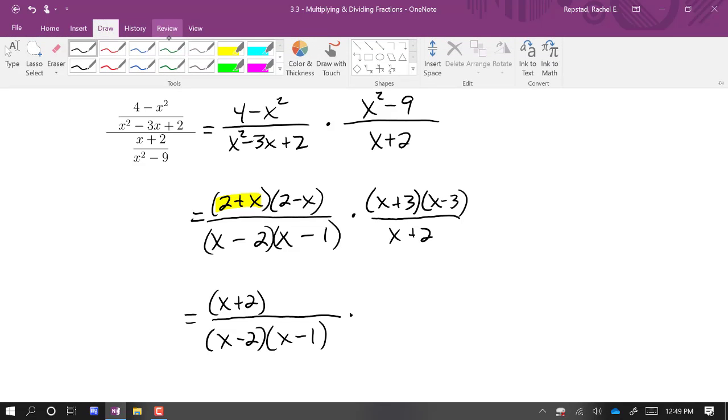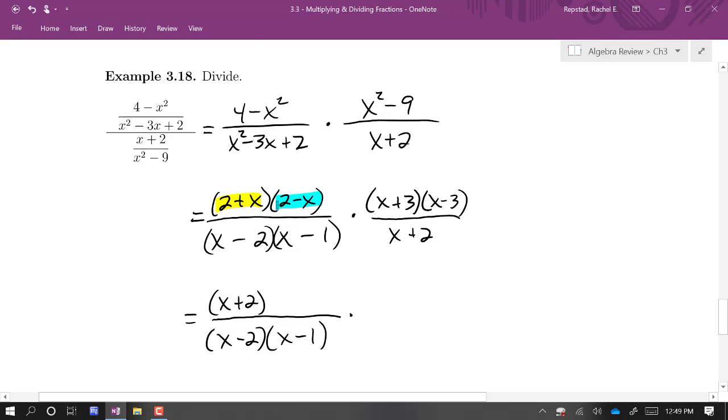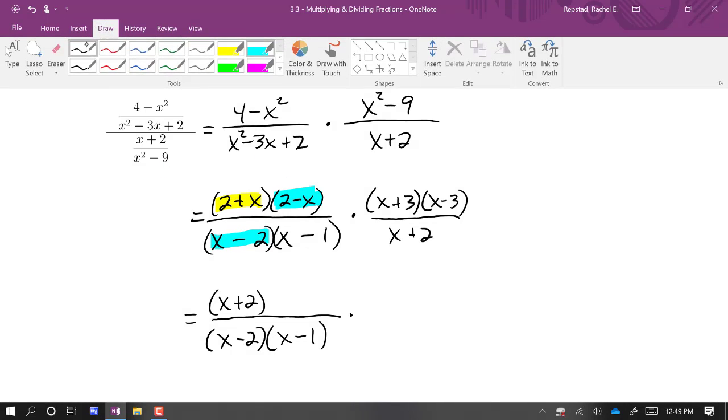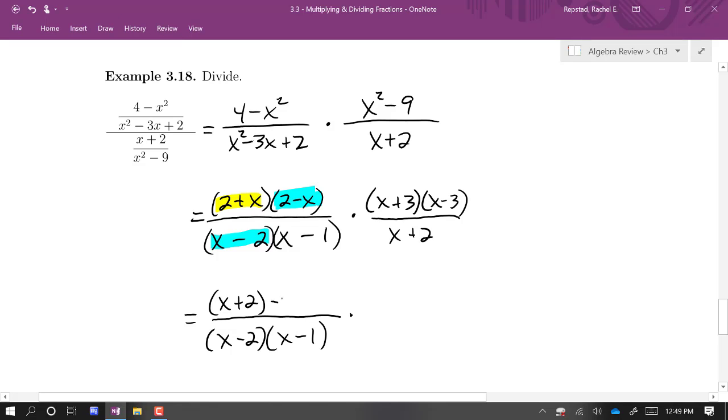But I have this factor of 2 minus x here, right? And I'd like it to be x minus 2. That's awful close. It's just reversing the order of subtraction. So I'm going to factor out a -1. I'll write that as a -1 times x minus 2.